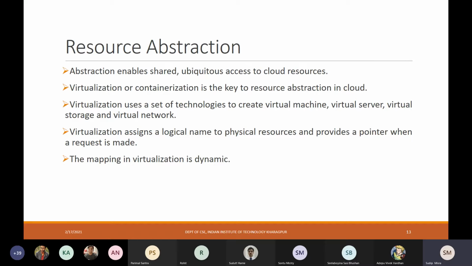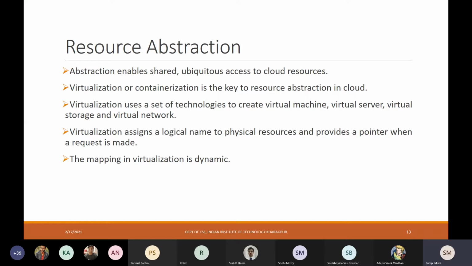So virtualization uses a set of technologies to create virtual machines, virtual servers, virtual storage, and virtual networks. Basically, you can virtualize almost anything that you can think of. We are going to talk about some of these different resources which could be virtualized, and you will see shortly that these resources can be varied, and you can have different types of virtualization made possible.